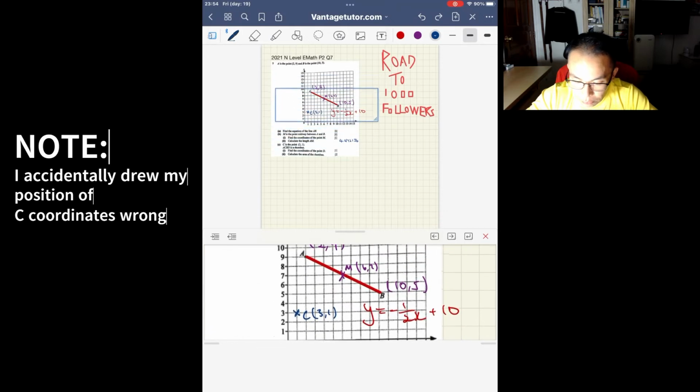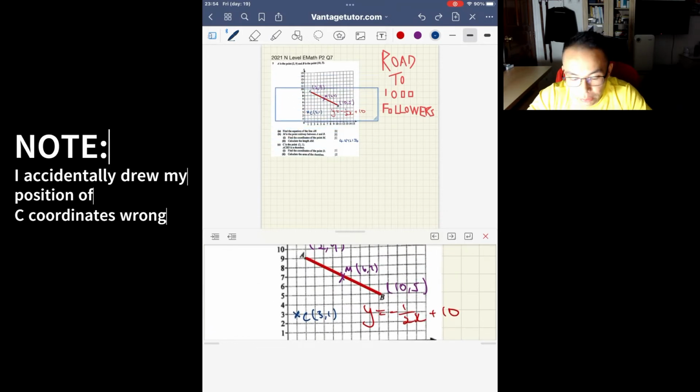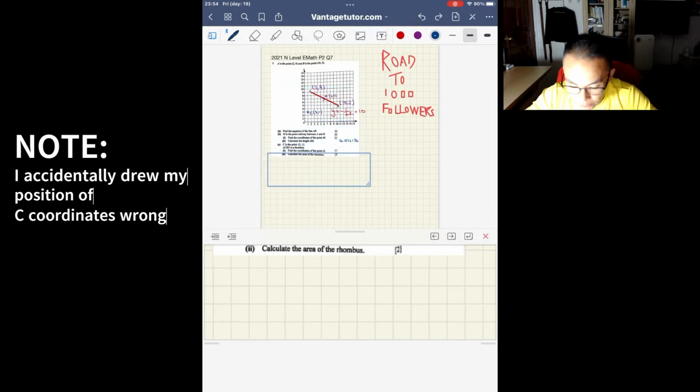Okay, so what can I use to calculate the difference between 2 points? One way is I use my gradient, because ultimately my gradient is y2 minus y1 over x2 minus x1, where this difference is the same in a rhombus. So I can first find my gradient of AC.